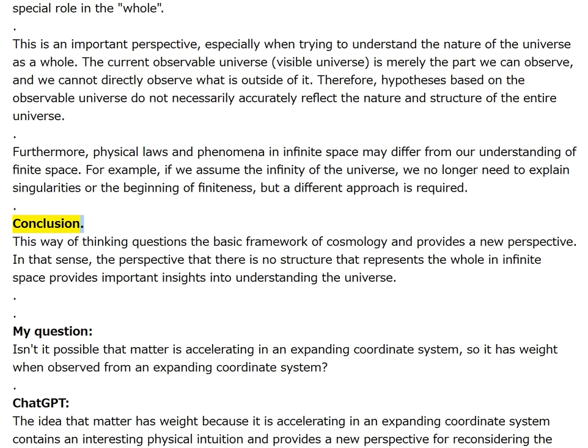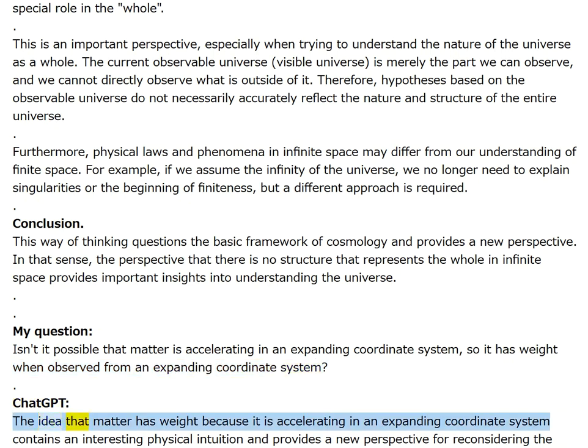Conclusion: this way of thinking questions the basic framework of cosmology and provides a new perspective. In that sense, the perspective that there is no structure that represents the whole in infinite space provides important insights into understanding the universe. My question: isn't it possible that matter is accelerating in an expanding coordinate system, so it has weight when observed from an expanding coordinate system?